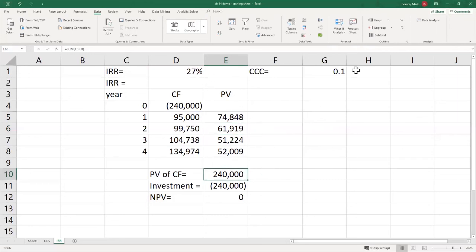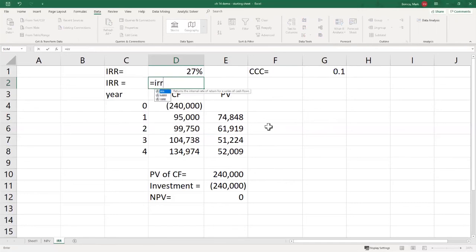So in other words, we're not getting a 10% return on our investment. We're actually getting a 27% return on our investment. And then I said, okay, you know what? Again, Excel's got these great formulas in here, and one of them is the IRR formula. So I can just say equals IRR, right?